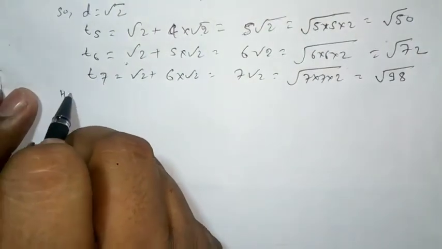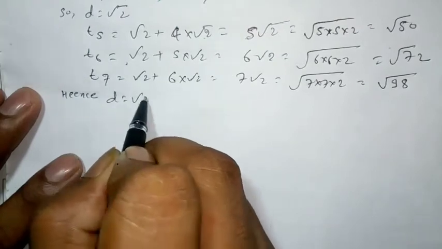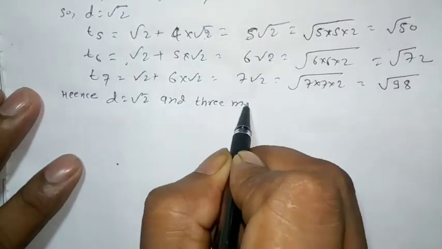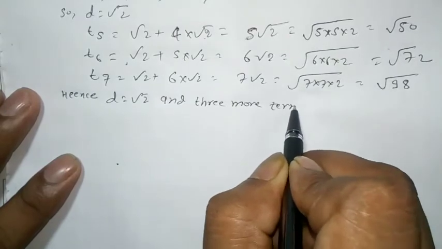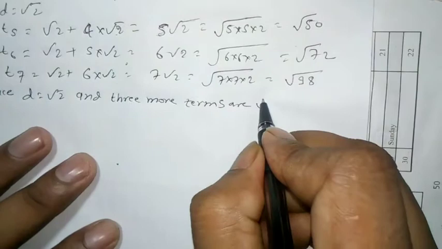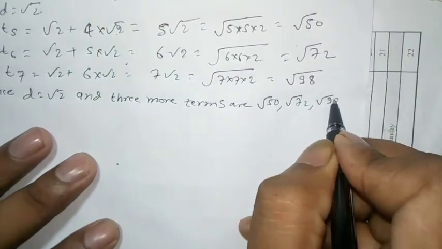Hence d is equal to root under 2 and 3 more terms are root under 50, root under 72, root under 98. Answer.